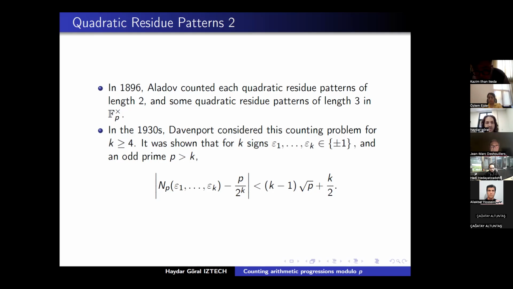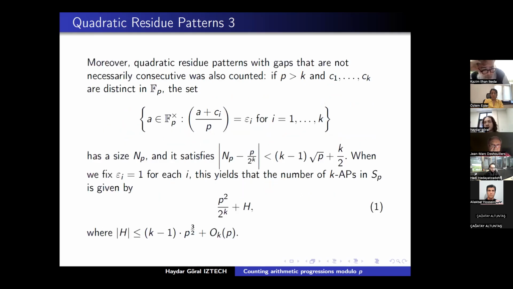So here you are considering quadratic residues in arithmetic progressions, and your jump is always 1. So consecutive numbers, but this may not always be the case. So you can consider arbitrary patterns. For example, you fix c1 through ck from the beginning. So k is fixed, p is fixed, and c1 through ck are fixed. Then you can also consider this set: a in the finite field, non-zero, and the sign of a plus ci is epsilon i.